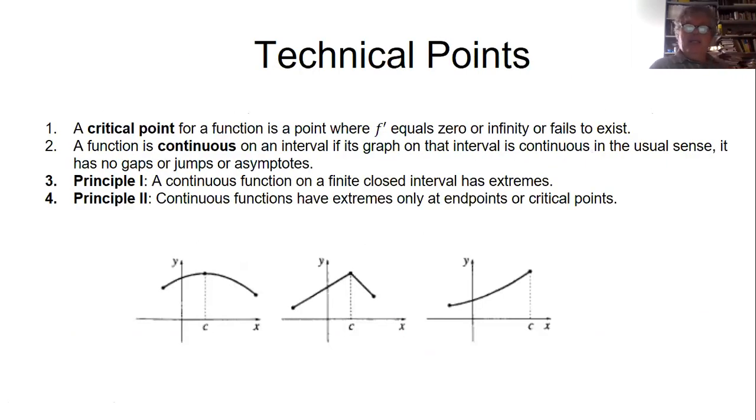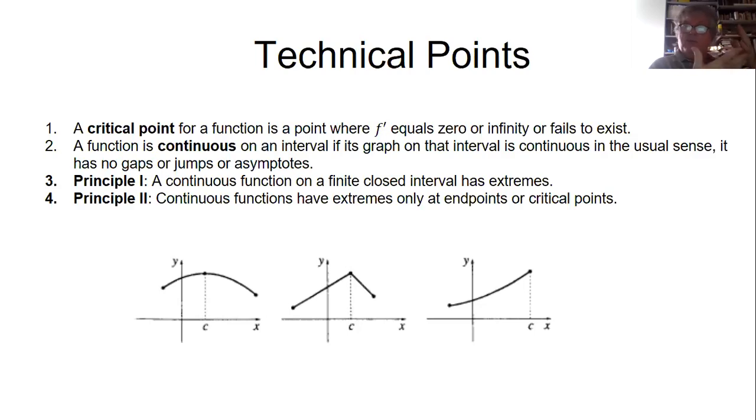So here's the technicalities. A critical point for a function is a point where the derivative is 0. That's okay. That means you've got a nice top of the hill or bottom of the valley. Or it's infinite, that's when you get the cusp, or it fails to exist. Something we haven't talked about, but I need to mention now, is the idea of a continuous function. A function is continuous on an interval if its graph on that interval is continuous in the everyday sense of continuous. That means there's no gaps, no jumps, no asymptotes.